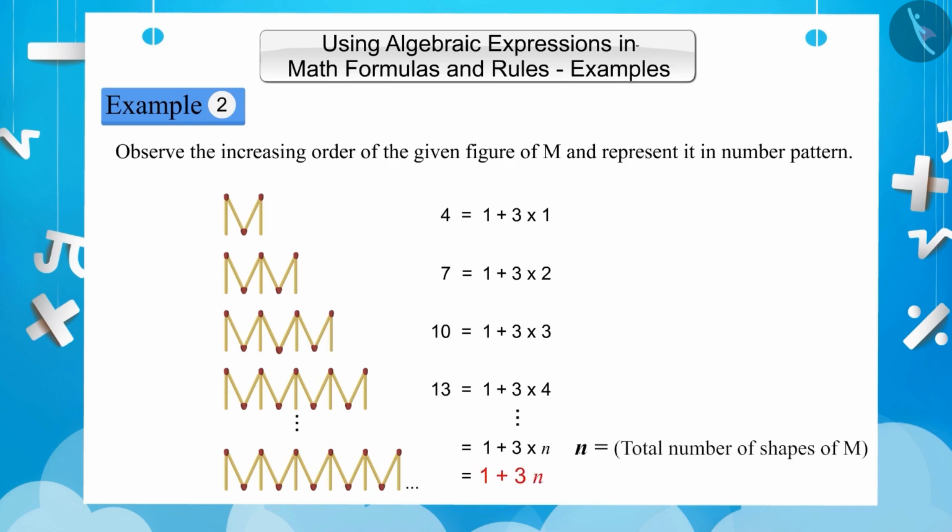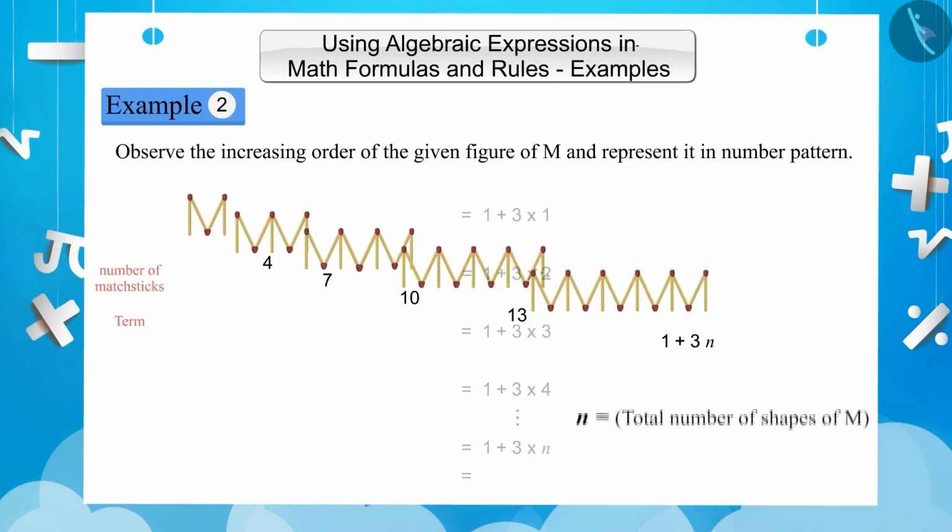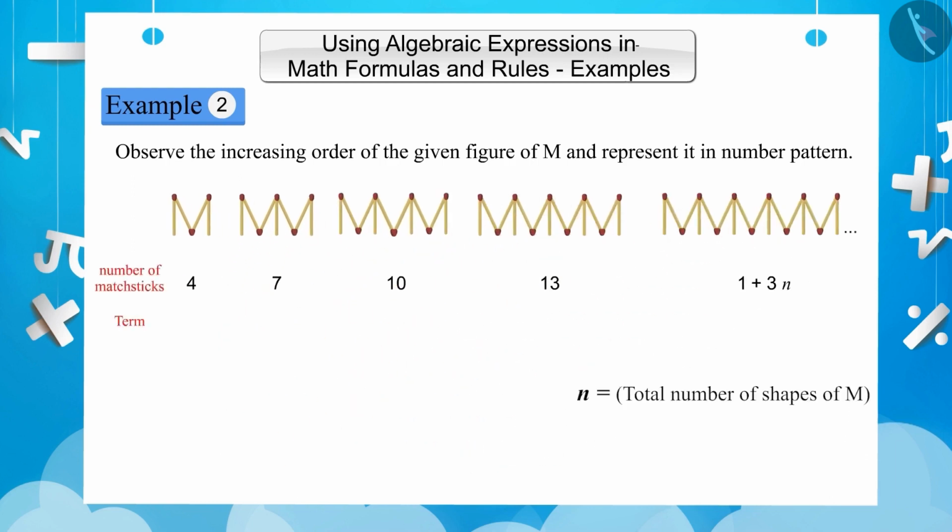With the help of this expression, we can find the total number of matchsticks required to make n shapes of M. The number pattern of this M shape will be 4, 7, 10, 13 and 1 plus 3n, where the first term is 4, the second term is 7, the third term is 10, the fourth term is 13, and similarly, the nth term will be 1 plus 3n.